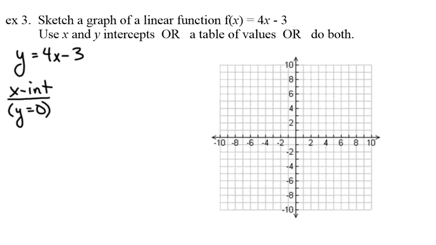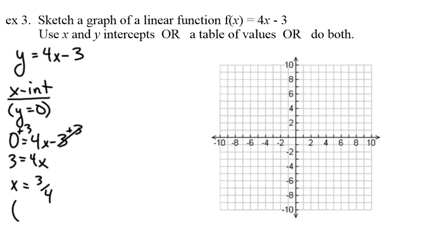I've talked about it quite a bit already. So if y equals 0 for 4x minus 3, add 3, 3 equals 4x, divide by 4, x is 3/4. So x is 3/4 when y is 0. There's my x-intercept, 3/4, 0. So not quite at 1.